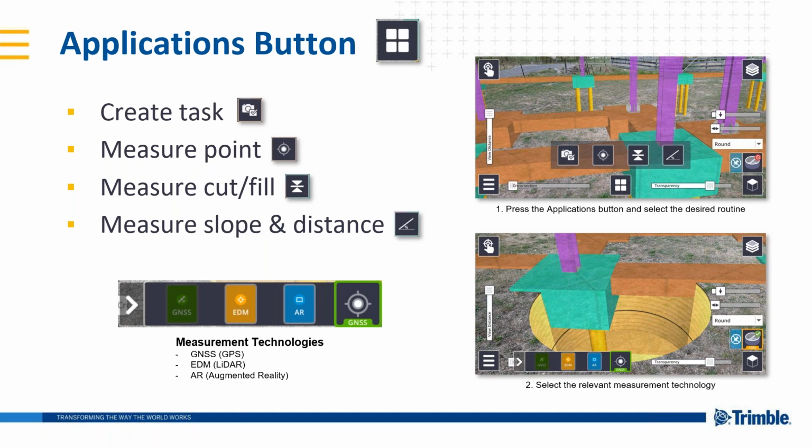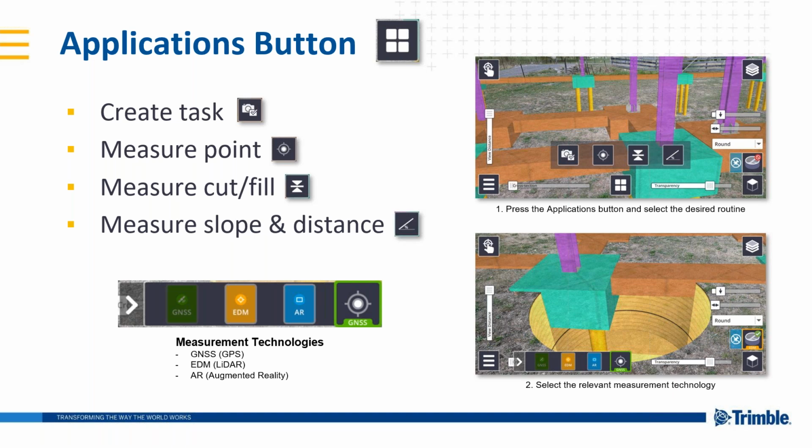Measure cut and fill. If you have a terrain model in your data set, you can select to measure the cut and fill, and the point that you measure, it'll give you the cut and fill relative to the design surface at that point where you measure. And then measuring the slope and distance is, I think of that as measuring the relationship between 2 points. So that routine will guide you through the measurement of 2 different points, and then it will give you the slope and distance between them.